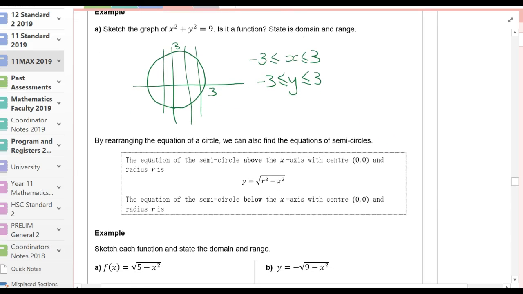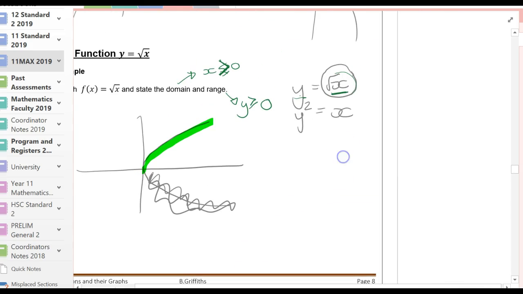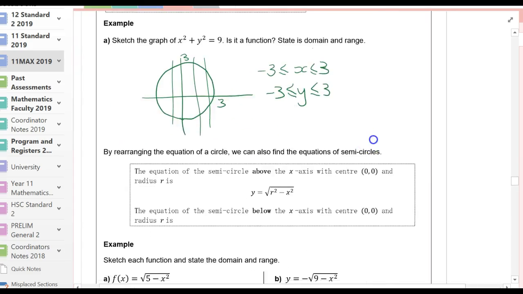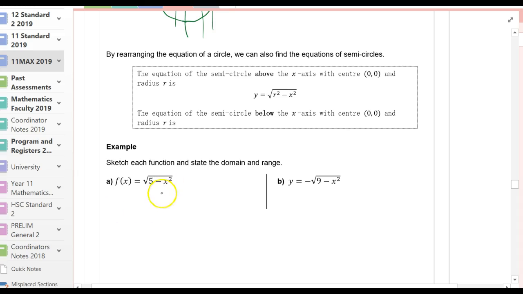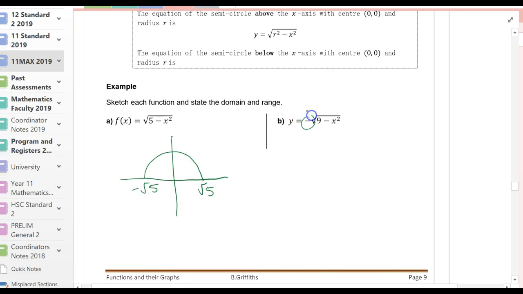Okay, a semicircle is where I get y on its own, and it works very similar to what happened up here, so what I explained up here. So, this graph here, it looks like this, between root 5 and minus root 5. This one here, because of the negative, it means it comes down here and goes between 3 and -3.